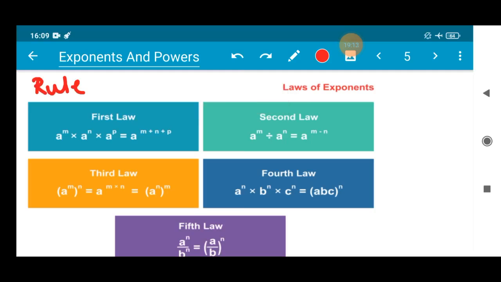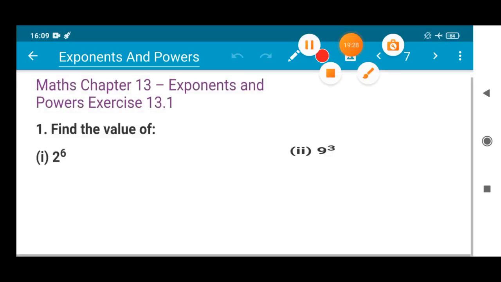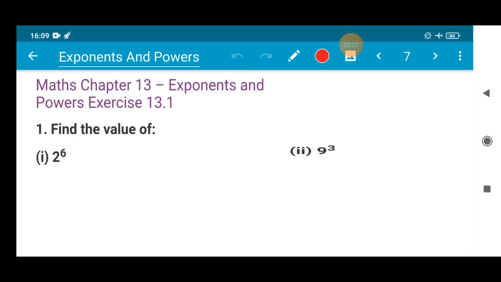What are exponents, powers, the difference, and the laws. The fifth law, 5 laws we have stated right now, we have learned till now. Now let us do exercise 13.1. If you people have gone through that introduction video properly, then you will not face any problem solving this exercise. So the question number 1 here is, find the value of 2 to the power 6.